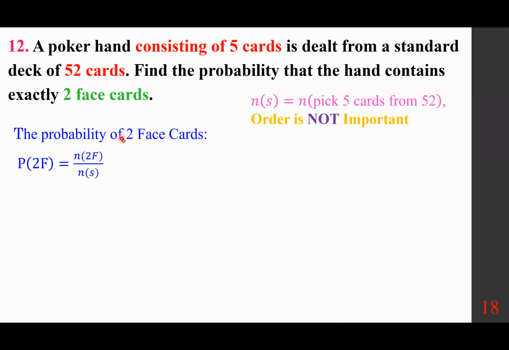First and foremost, this is a combination, where order is not important. n of S would be n of pick 5 cards from 52. So how do we pick 5 cards from 52? It's combination of 52 choose 5, which is 52 factorial over 5 factorial times 52 minus 5, or 47 factorial. Now, to get 2 face cards, remember there are a total of 5. So n of 2 face means n of 2 face cards, and then the other 3 are non-face cards.